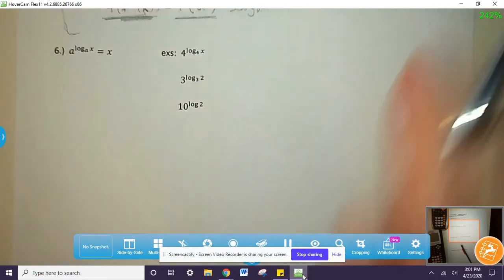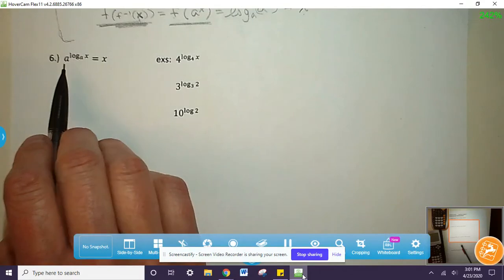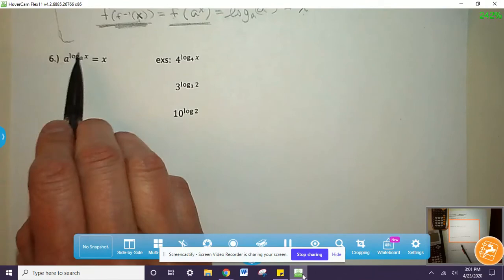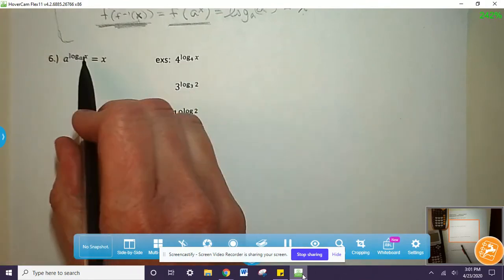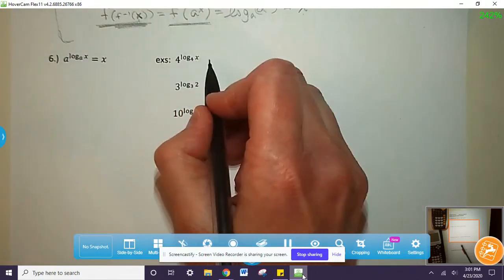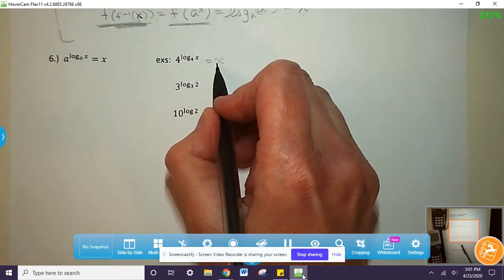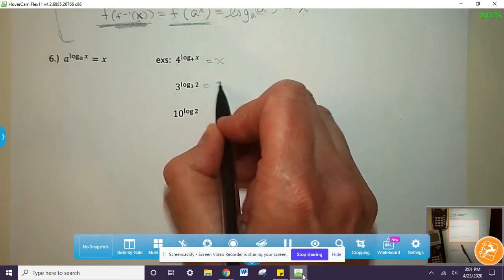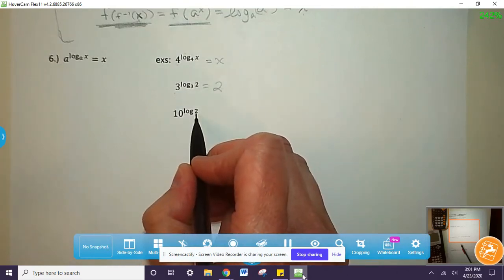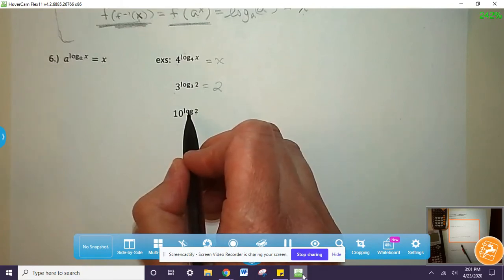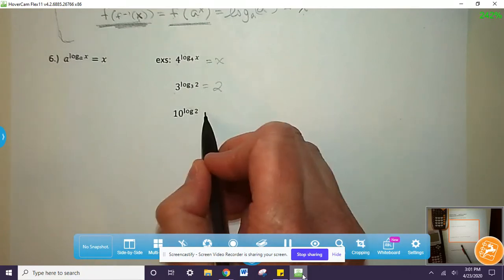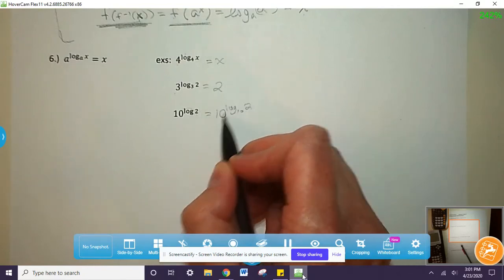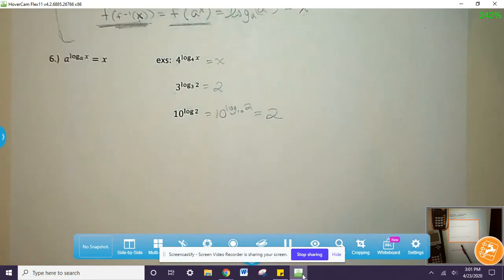And here's our last one. Our last property today says if you have a base raised to the power that's a log with the same base, once again, they cancel each other out and you're left with whatever's inside. So if you have 4 to the log base 4 of x, these are going to kind of cancel out and leave you with x. If you have 3 to the log base 3 of 2, these will kind of cancel out and leave you with 2. And I don't know why I picked 2 again here, but I did. This is 10 to the log base 10 because that's common log. So this is 10 to the log base 10, even though I didn't write the base of 2. And those are going to kind of cancel each other out and leave you with 2.